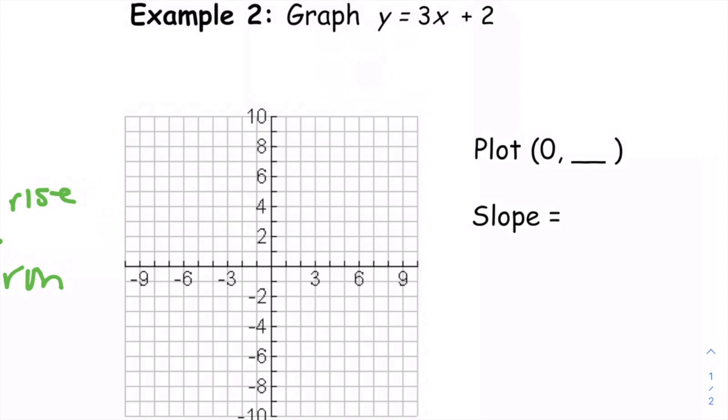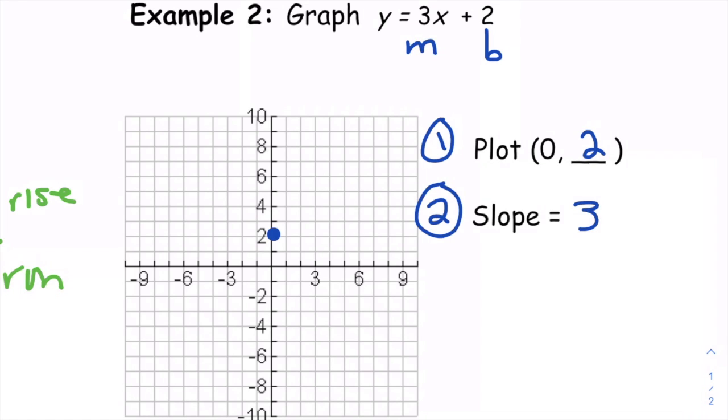Example 2, graph y equals 3x plus 2. So my first step is to plot the y-intercept, which is my 2, so 0, 2. Then my second step is to use the slope to move. My slope is 3. Since that's a whole number, I'm going to put it over 1, so I can see my rise is 3, my run is 1. So that's up 3, right 1 to get to my next point.